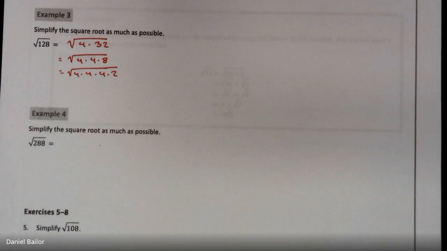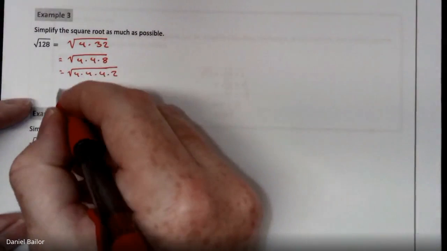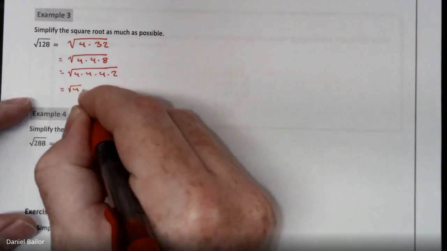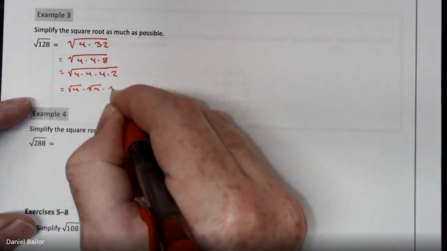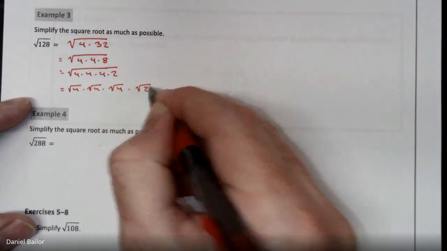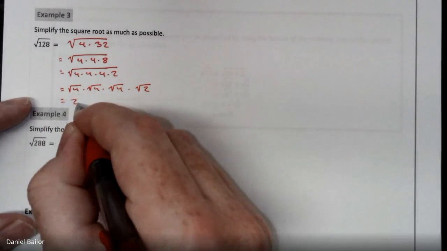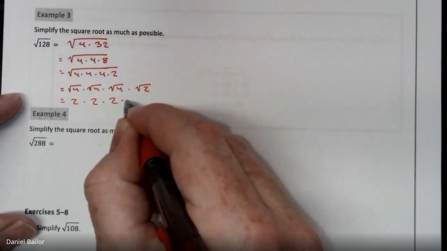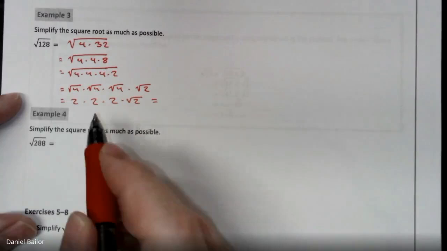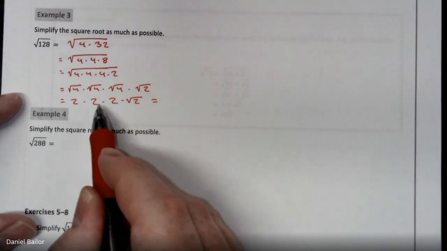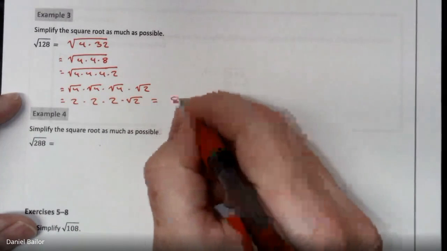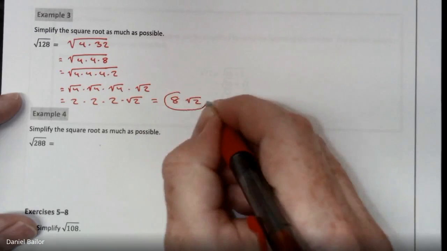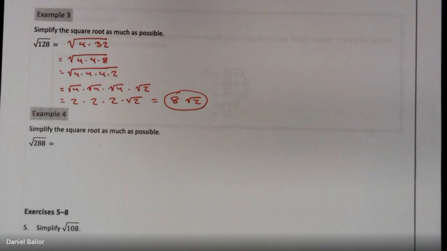But I didn't want to do it that fast, because I wanted to show you that you can just use small factors. Let's break this up. I have the square root of 4 times the square root of 4 times the square root of 4 times the square root of 2. The square root of 4 is 2, each time. The square root of 2 cannot be simplified. 2 times 2 is 4, times 2 is 8. So I get 8 times the square root of 2. That's our simplified answer. That's as simple as it gets.